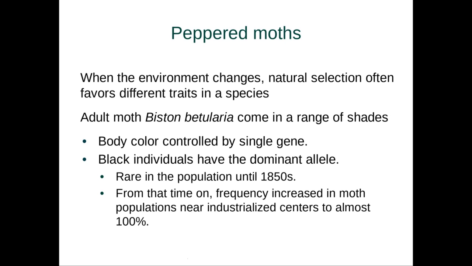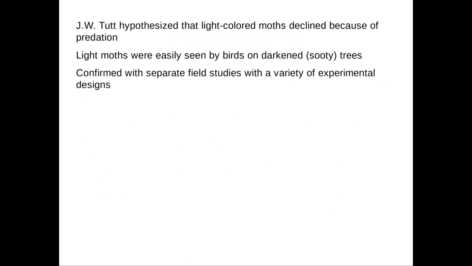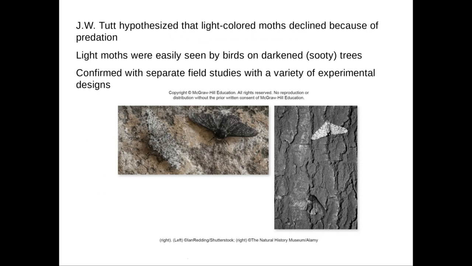And I think the answer for this one might be either really obvious or you might be scratching your head. But the reality is, what we're getting at here is that the combustion of coal changes the environment, and the environment selects on the population. So what was happening? Well, a scientist named J.W. Hutt hypothesized that light-colored moths declined near urban areas because of predation, and I think you can really see this nicely.